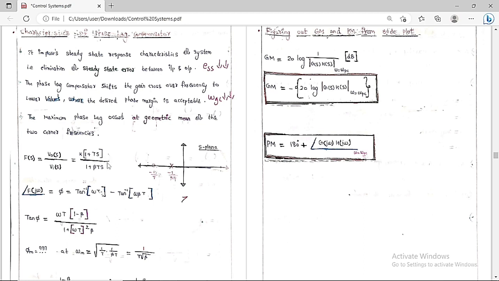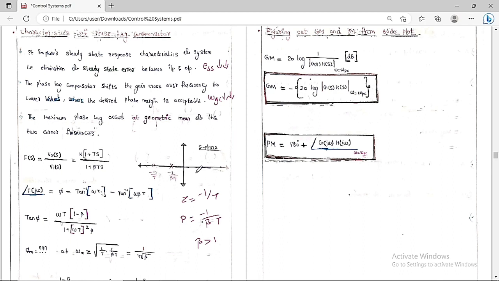So what is the zero? The zero is equal to minus 1 by t, and the pole is equal to minus 1 by beta t, and I already told you beta is greater than 1. Therefore, if beta is greater than 1, definitely the pole is closer to the origin when compared to the zero. So the pole is minus 1 by beta t and the zero is minus 1 by t. So the pole is closer to the origin when compared to the zero.